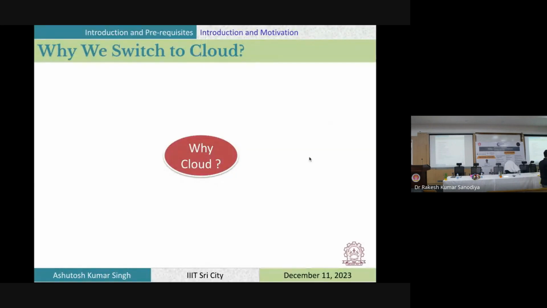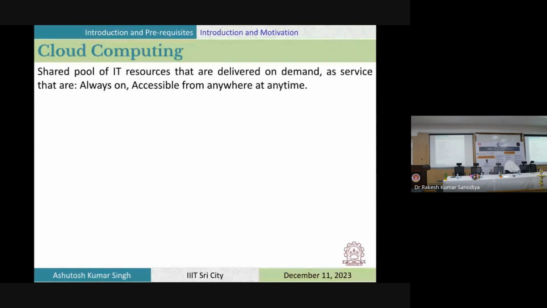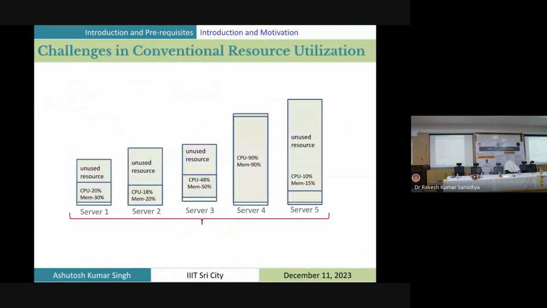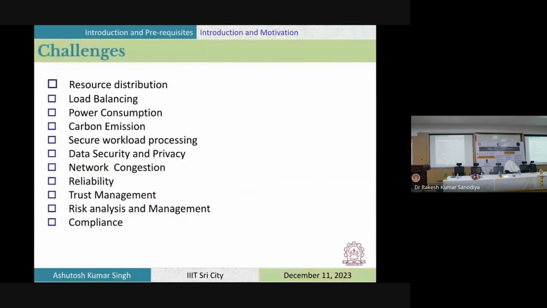But any technology comes with challenges. These are the challenges which we have categorized. This is categorized by our research team, but we can get more challenges than this. I'm not claiming that only these challenges are possible. Some more problems are also there, but these are the major challenges you can see, starting from resource distribution to compliances. Some of the problems we are fixing in our research.